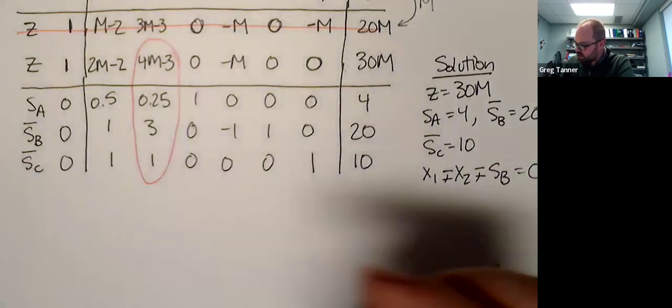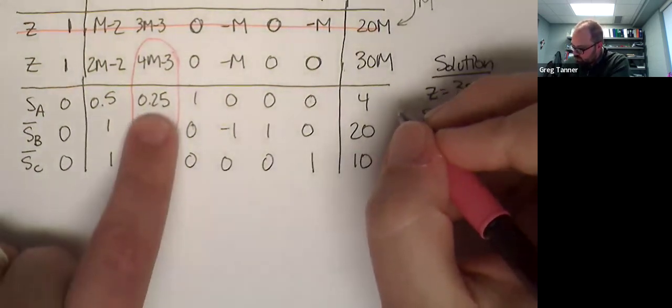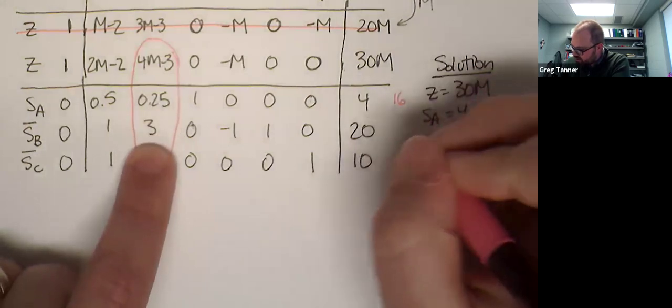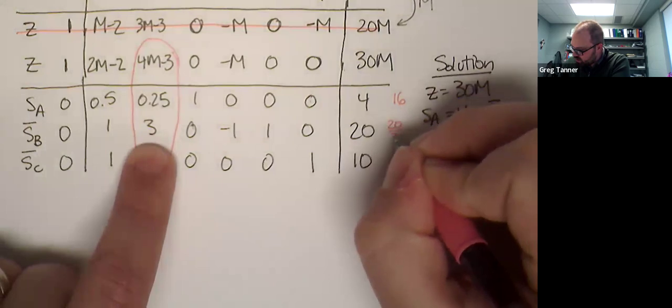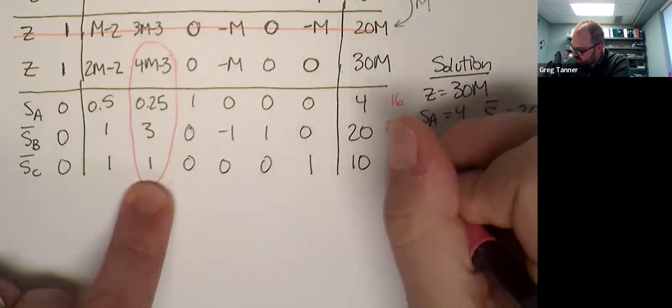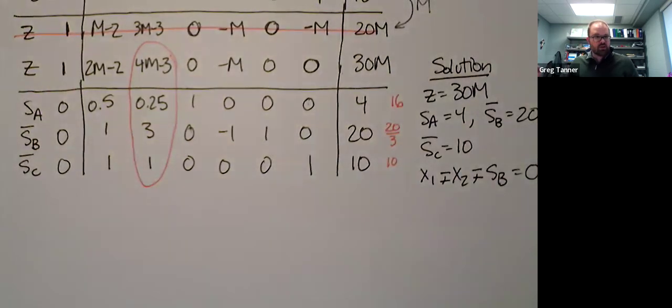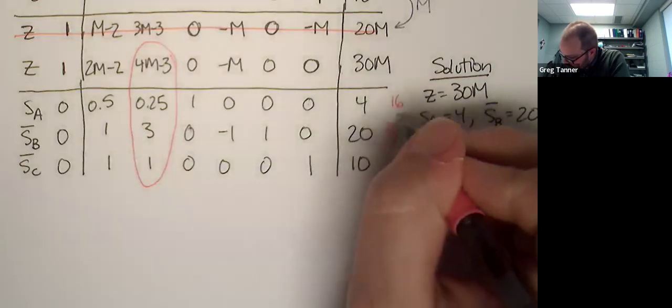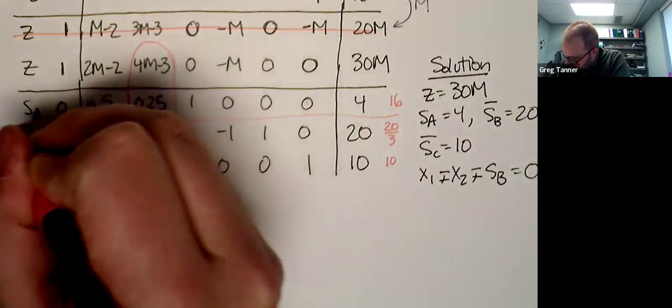And then now I need to do my ratio test. 4 divided by a quarter is 16. 20 divided by 3 is 20/3. And 10 divided by 1 is 10. So 20/3 is smaller than 10. And so that's going to be our pivot row. So let's go ahead and circle this one.